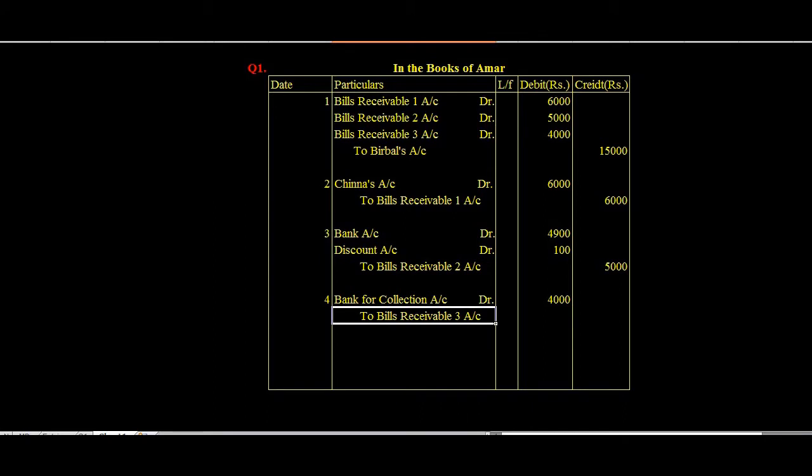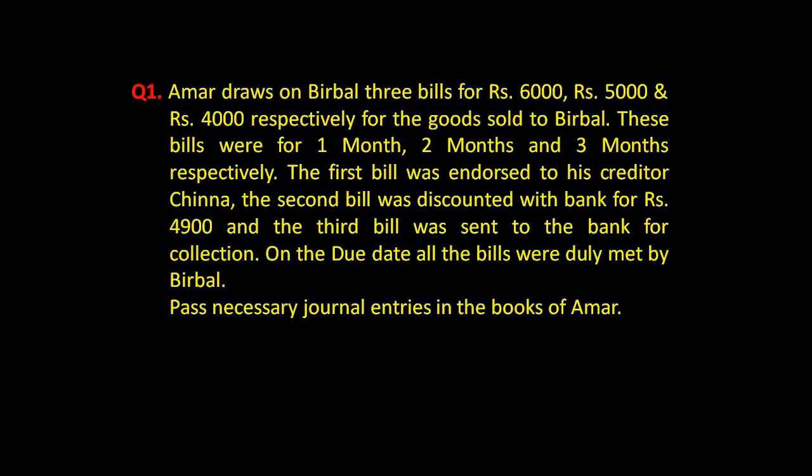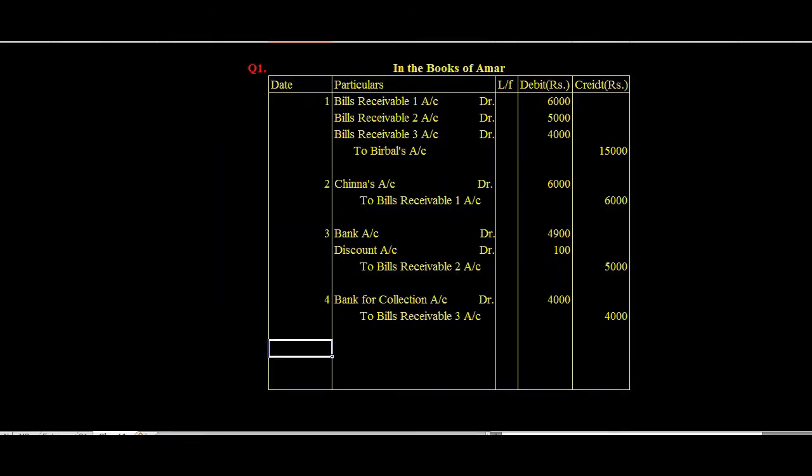So bill receivable 3 will be credited by 4000. So 3 treatments of 3 bills done. The first is a bill endorsed, second is bill discounted, and the third is bill sent to bank for collection. Let's read the next part of the question. It says, on the due date, all the bills were duly met. The bills were honored. Now let's understand this.